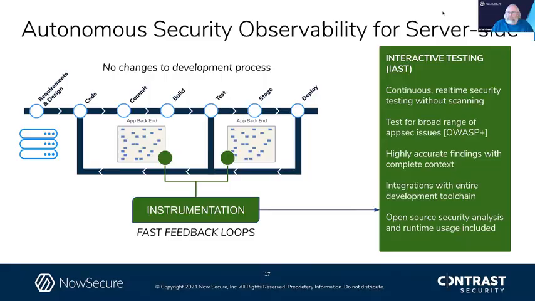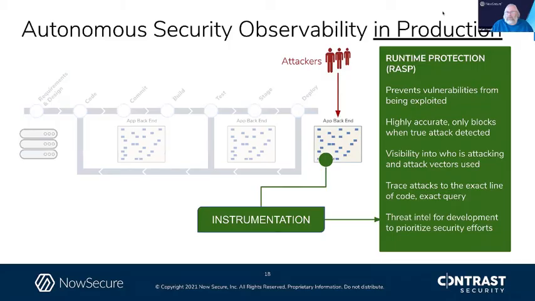So as we think about the yin and yang of testing the front end and back end, we also have the production scenarios. So Jeff, talk about what happens at runtime. Yeah, so this is kind of a bonus. You can also use instrumentation to get that autonomous observability and even protection in production. And so this is often referred to as runtime application self-protection, or RASP.